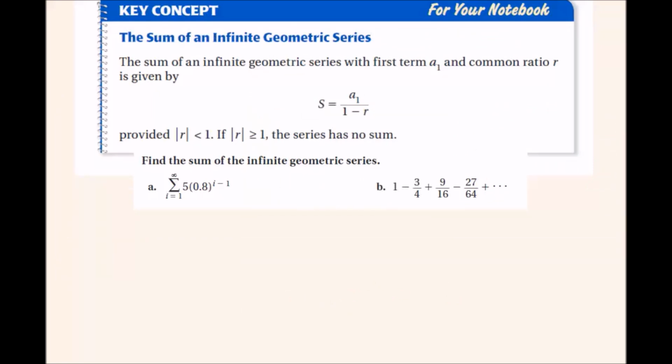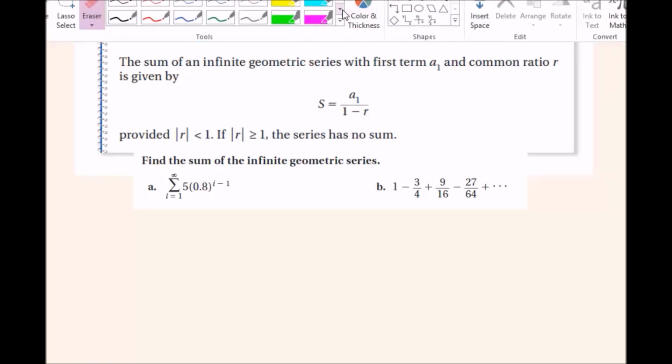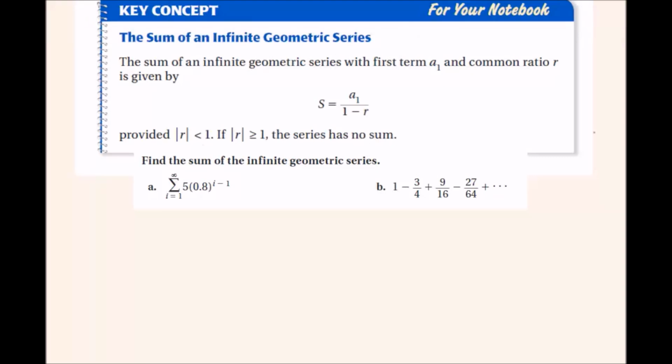We have a formula for calculating the sum of an infinite geometric series. So I just went over the reason behind it, but there's actually a formula you can use. As long as you know the first term a1 and you know the common ratio r, then you can use this formula. The sum equals a1 divided by 1 minus r, provided the absolute value of r is less than 1. Remember, if r is larger than 1, that means the infinite geometric series is growing larger, and we can't calculate the sum because it just keeps getting bigger and bigger.